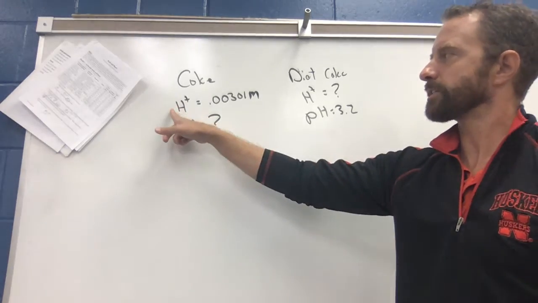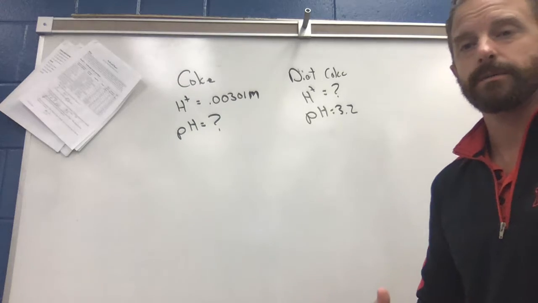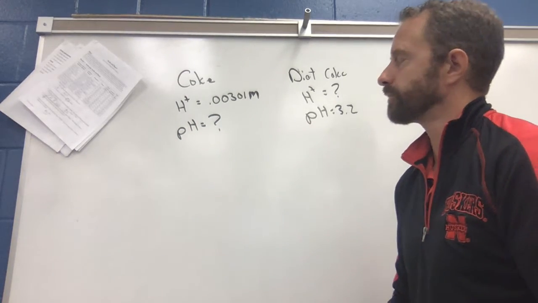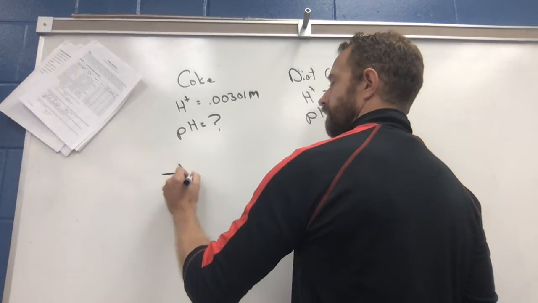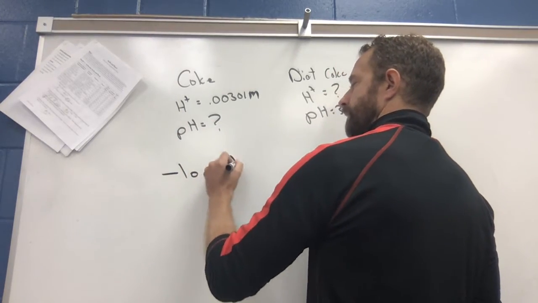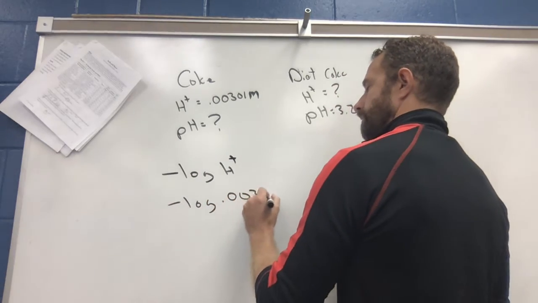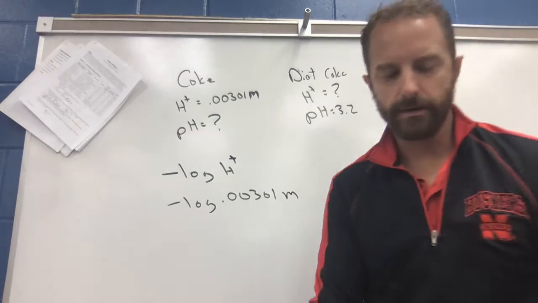To go from H plus to pH, and again, good idea to pause this and work ahead of me on those as you can. But to go from H plus to pH, I do the negative log of the H plus concentration. So that's going to be negative log of 0.00301 molar.